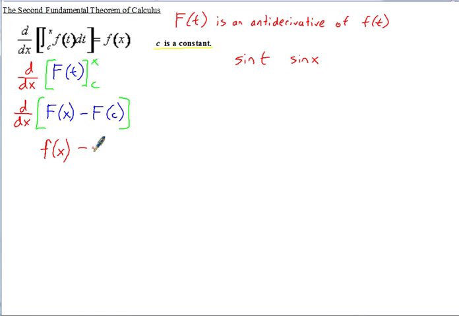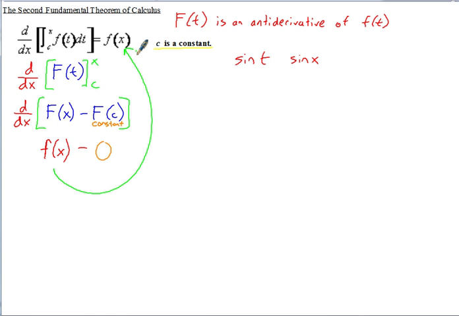Minus, well, the derivative of capital F of c, you might think it's lowercase f of c, but remember c is a constant. So if you plug some constant into a function, that just gives you some other constant. So capital F of c is just some constant, even though we don't know what it is. And remember, when you take the derivative of a constant, that's 0. So we just end up with f of x, and that's what the second fundamental theorem of calculus tells you.